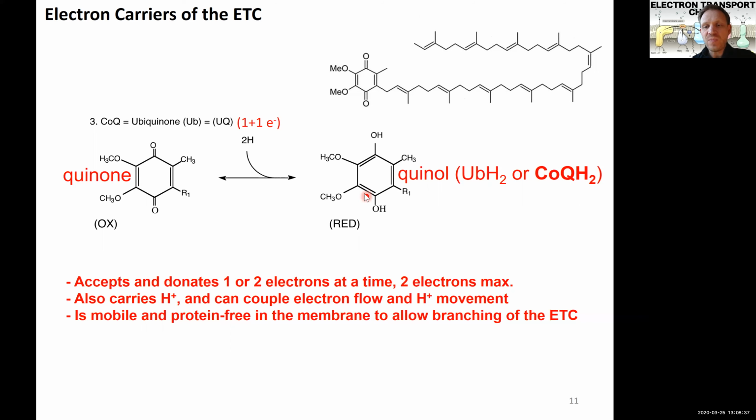An additional importance for CoQ is that it also carries protons, and so it actually contributes to the coupling of the electron transfer with the movement of protons across the membrane. And maybe its most important role as an electron carrier is that because of this hydrophobic tail, it is very mobile and it's protein free, so it's very small. Because of this, it can move quite easily in the membrane, and it can actually move between all the other complexes. And we'll see why this is really important.